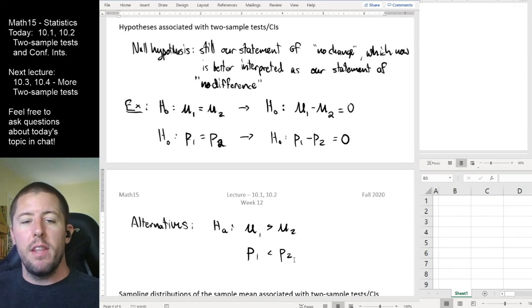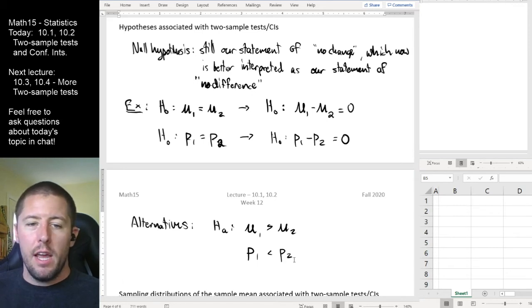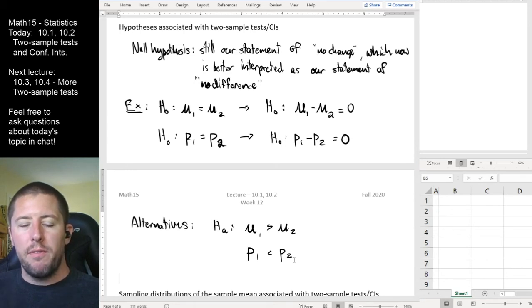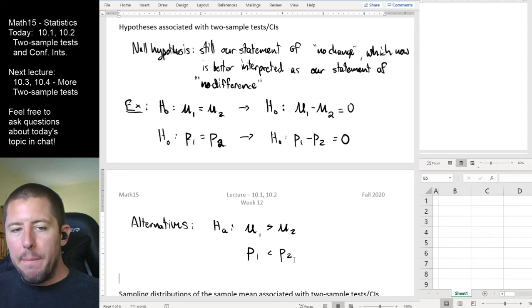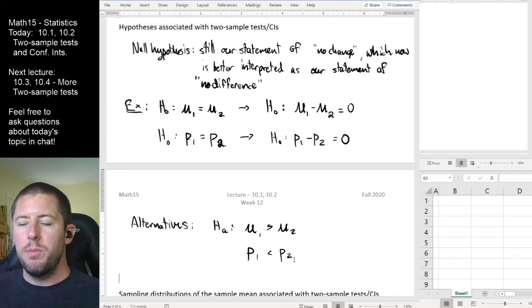The very important thing that you need to realize is that if you are talking about a hypothesis test for a two-sample test, then you have to reference two different population parameters. We're comparing, is the population average the same for these two groups or not? Is the population proportion the same for these two groups or not?